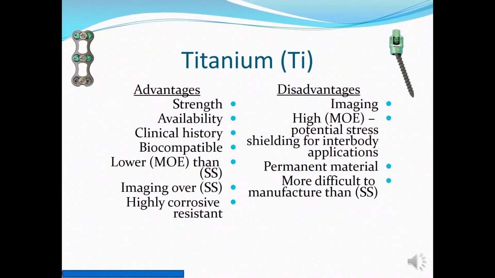Titanium has got advantages and disadvantages. Regarding the advantages, it is strong, available, biocompatible, imaging with MRI is good, and high corrosive resistance. Regarding disadvantages, it is expensive, and more difficult to manufacture than stainless steel.